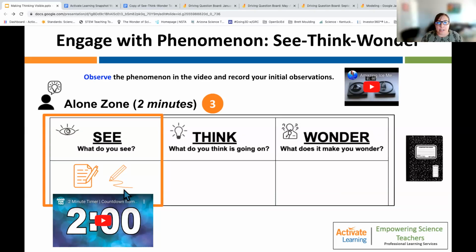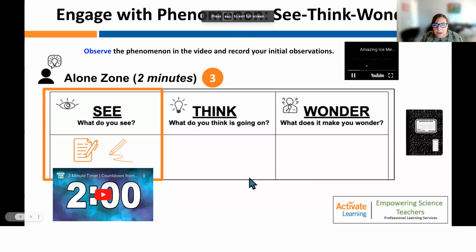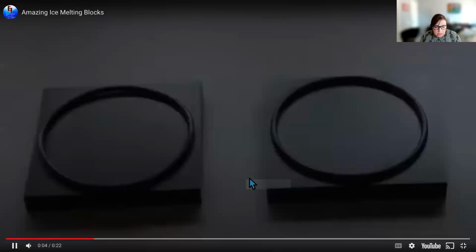So just straight observations. Alone zone means you commit to your own thinking without the influence of others around you. So giving kids time to think, very important for making thinking visible. So I'm going to do that with you right now. So 2 minutes alone zone. Here we go. I'm going to play the video over and over for 2 minutes. Grab your See, Think, Wonder, and here we go.